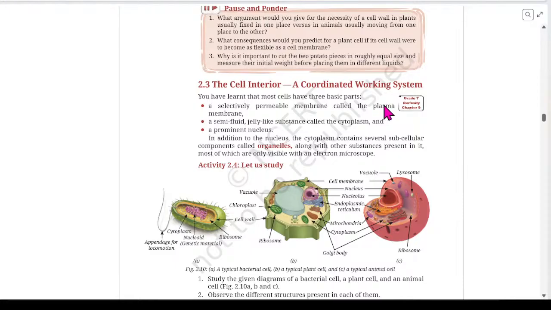The cell interior, a coordinated working system. It is composed of three parts: a selectively permeable membrane called the plasma membrane, a semi-fluid or jelly-like substance called the cytoplasm, and a prominent nucleus. In addition to the nucleus, the cytoplasm contains several subcellular components called organelles, along with other substances present in it, most of which are only visible with an electron microscope.